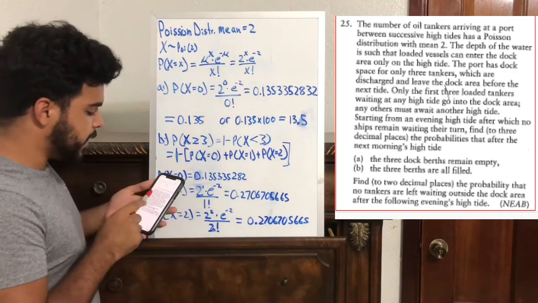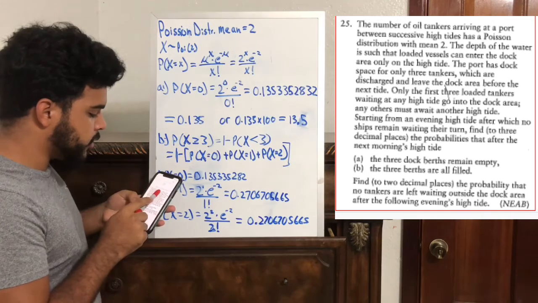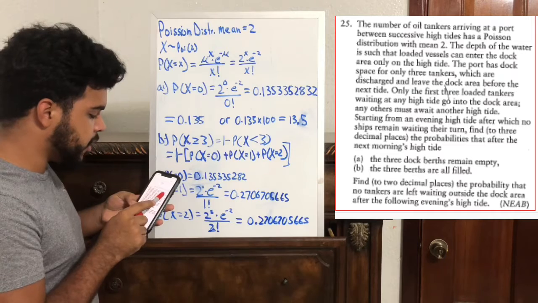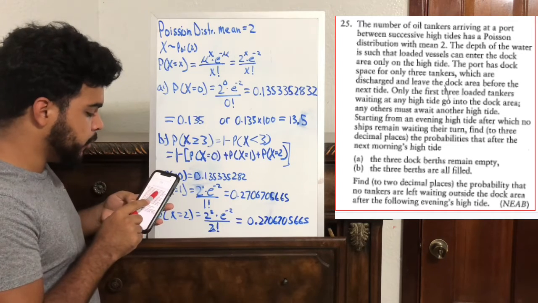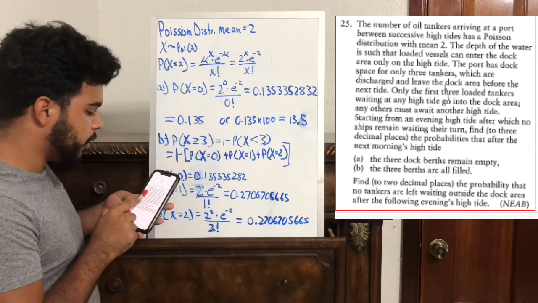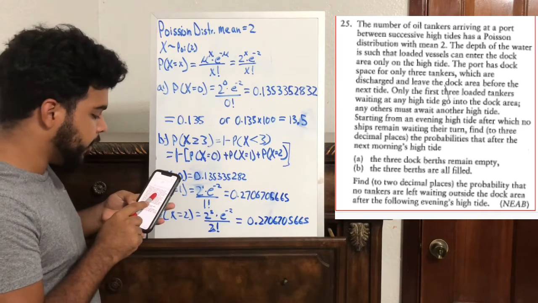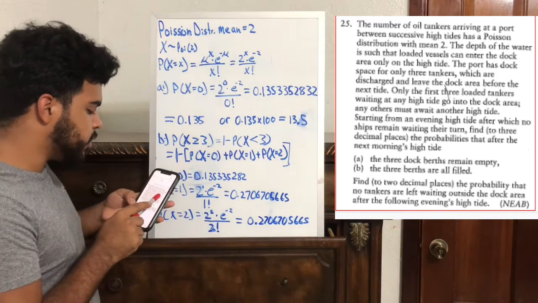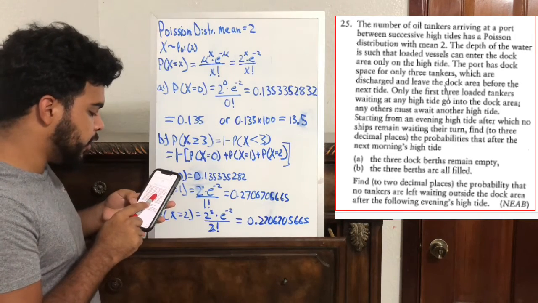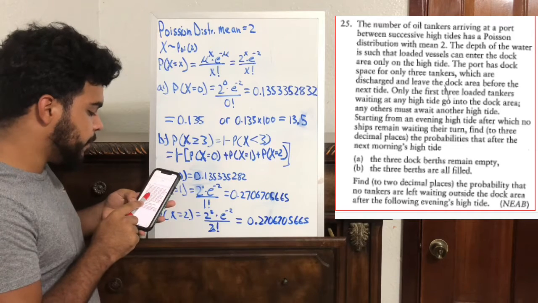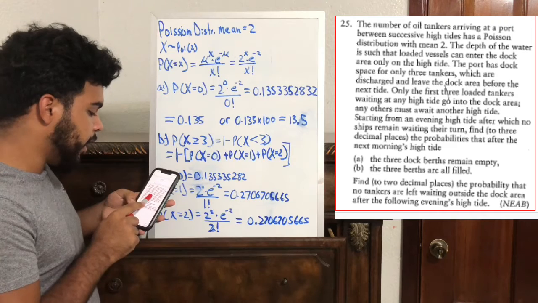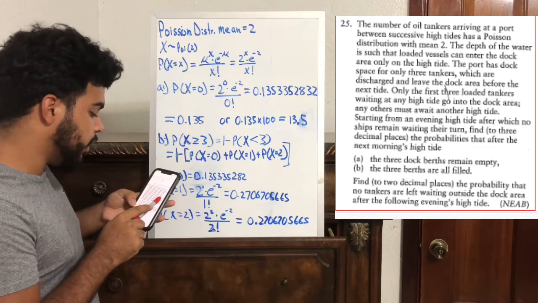So the problem states, the number of oil tankers arriving at a port between successive high tides has a Poisson distribution with mean 2. The depth of the water is such that loaded vessels can enter the dock area only on the high tide. The port has dock space for only 3 tankers which are discharged and leave the dock area before the next tide. Only the first 3 loaded tankers waiting at any high tide go into the dock area.